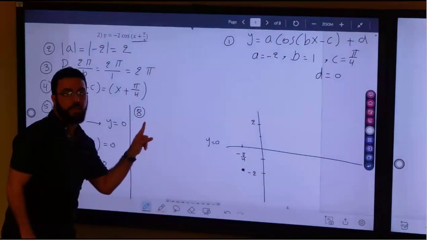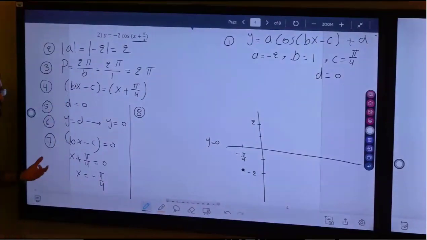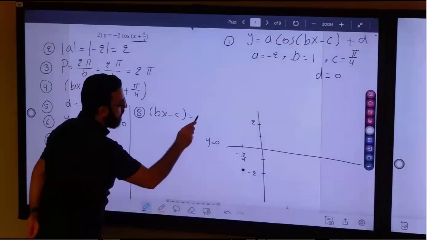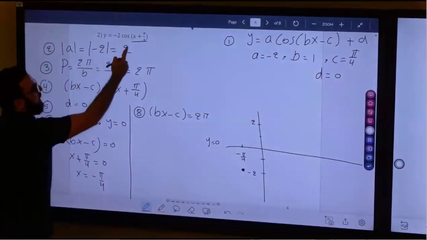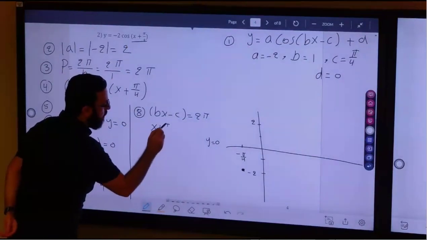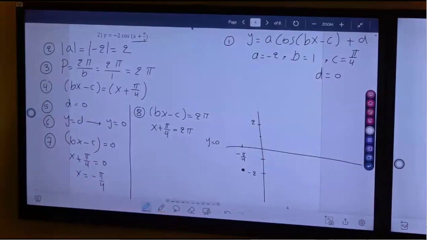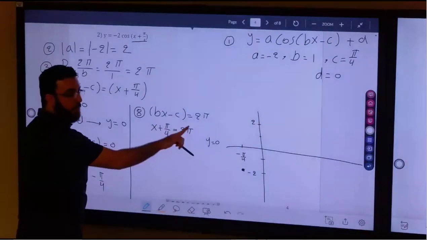Step 8 is what? The endpoint. How are you gonna find the endpoint? Bx minus c equals 2 pi. That means bx minus c, which is x plus pi over 4, equals 2 pi. How are we gonna solve this one? I need to solve it for x. So I'm gonna subtract pi over 4 from both sides.